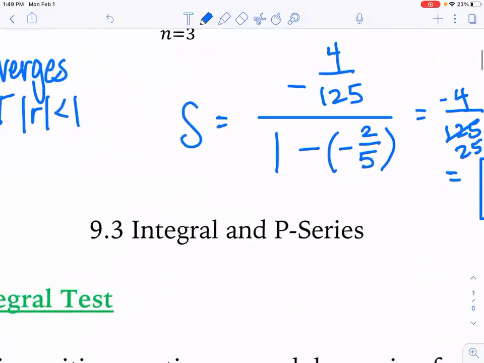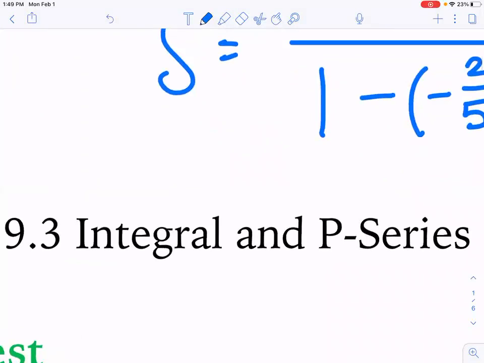Today we're going to learn the integral and the P series test. We're going to start with the integral test, and then the integral test is going to help us find some patterns for what our P series is. What do you think the integral test deals with? Integrals. Okay. I will tell you that the integral test is the test that is going to take us the most effort to use. That's not a bad thing. I'm just letting you know.